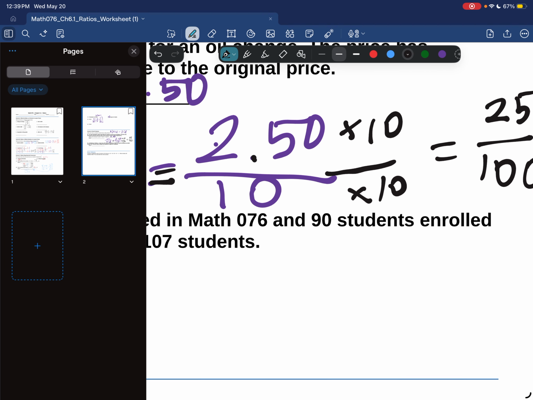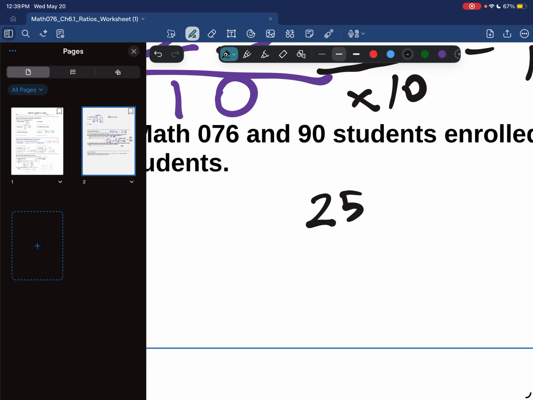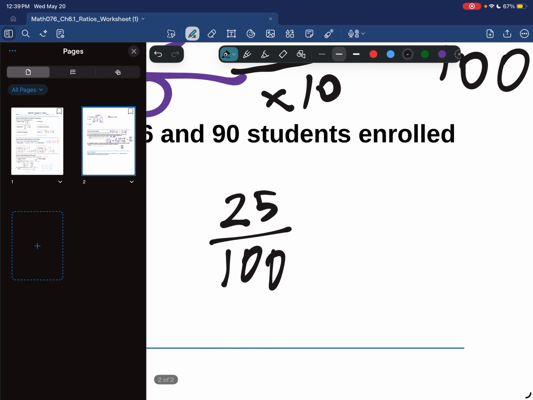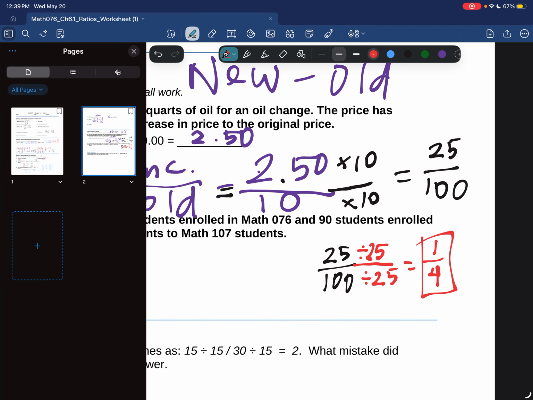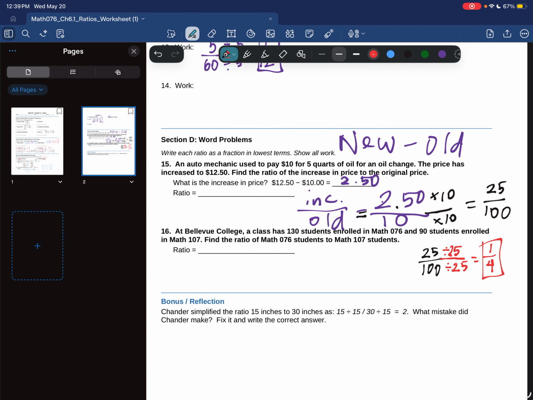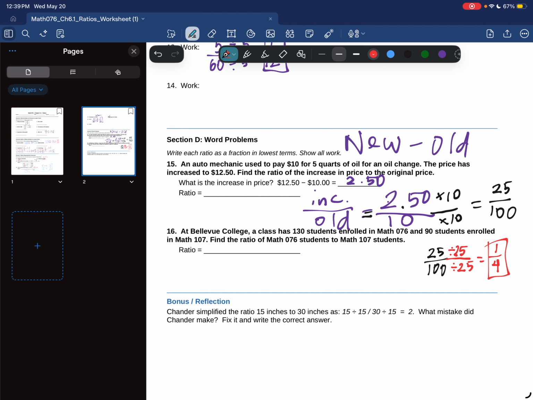I've got 25 over 100. Can I simplify that? Yes. I could take out a 5 first, or I could take out 25. I'm going to go with 25. 25 divided by 25 is 1. 100 divided by 25 is 4. 1/4. Okay? I'm going to let you try number 16 on your own, and that is 6.1.